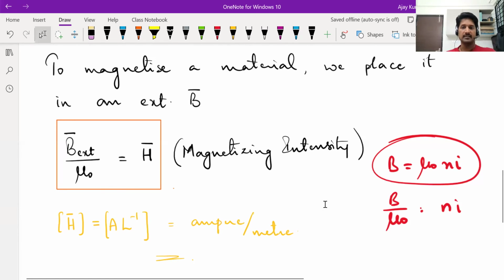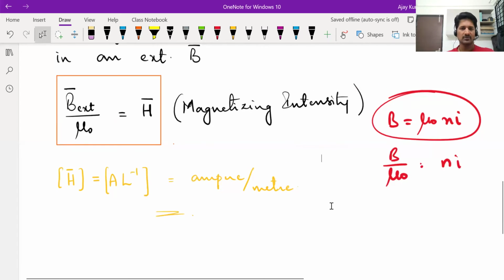So what is magnetizing intensity? Basically, it refers to how strongly we are trying to magnetize something. So it depends on the external field that we applied, and it is defined as H is equal to B external divided by mu naught.